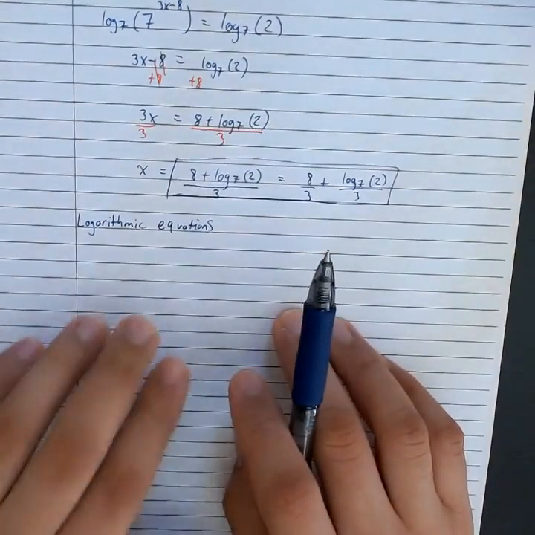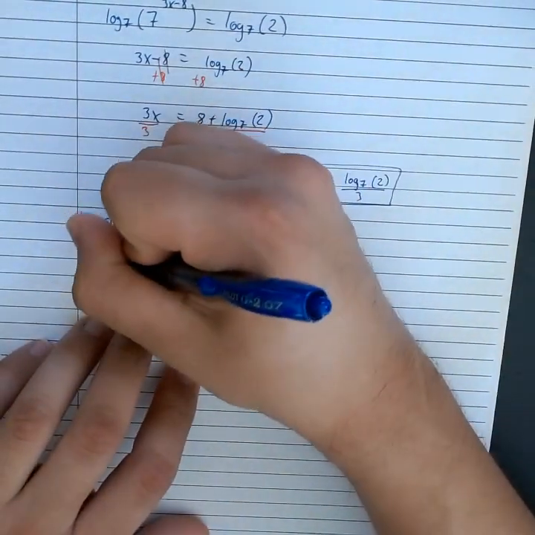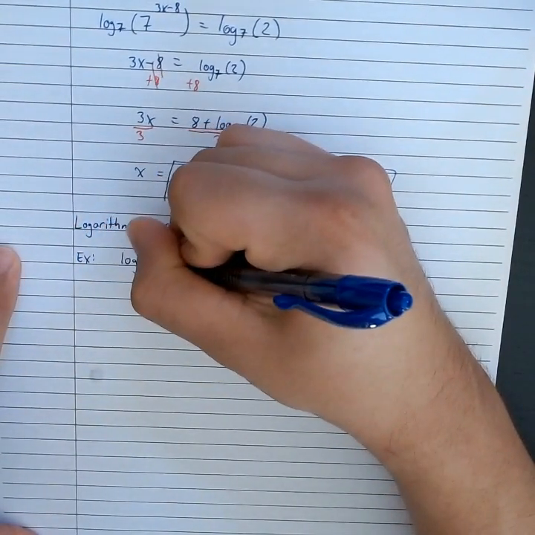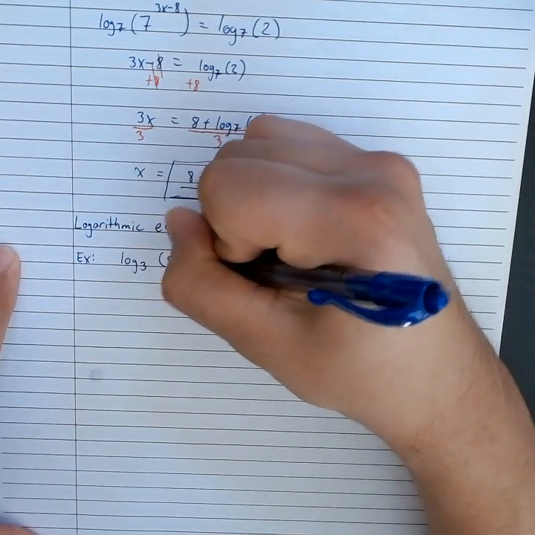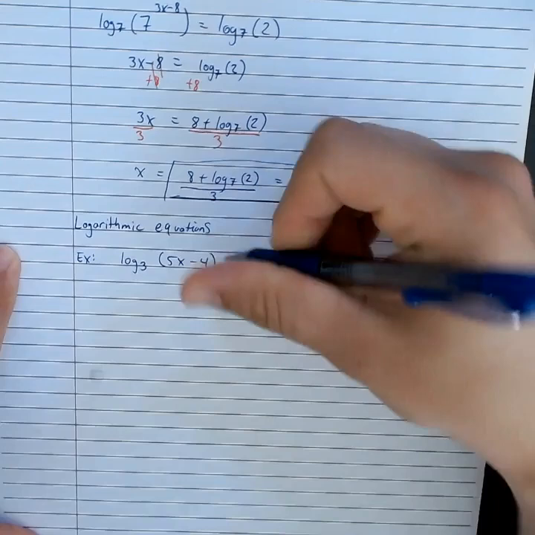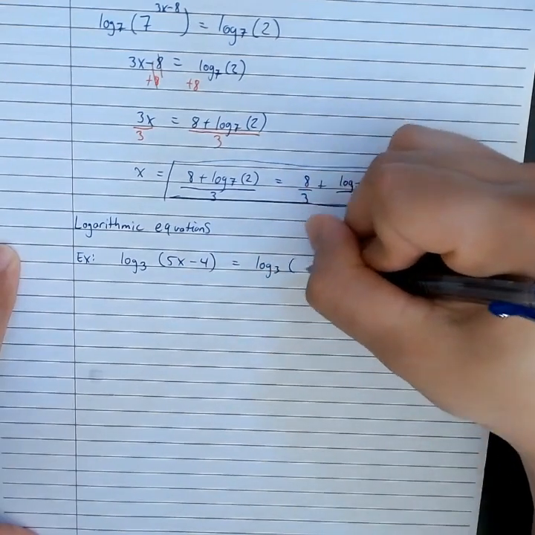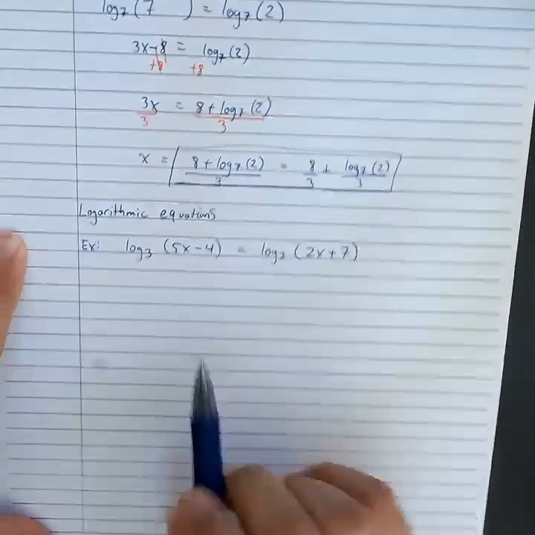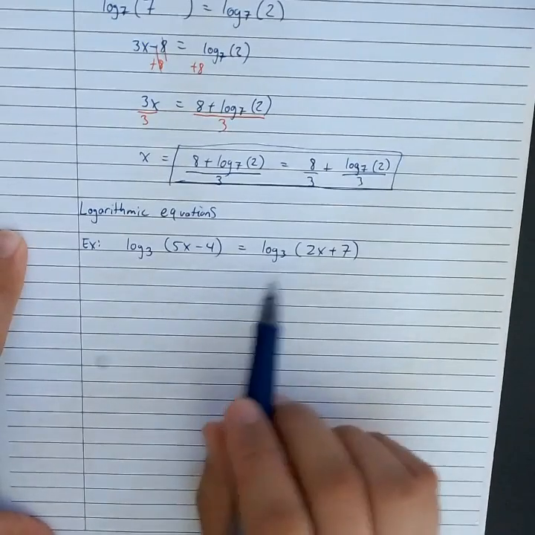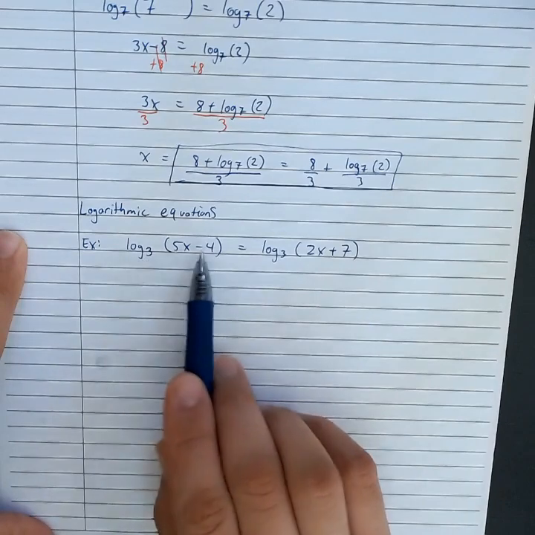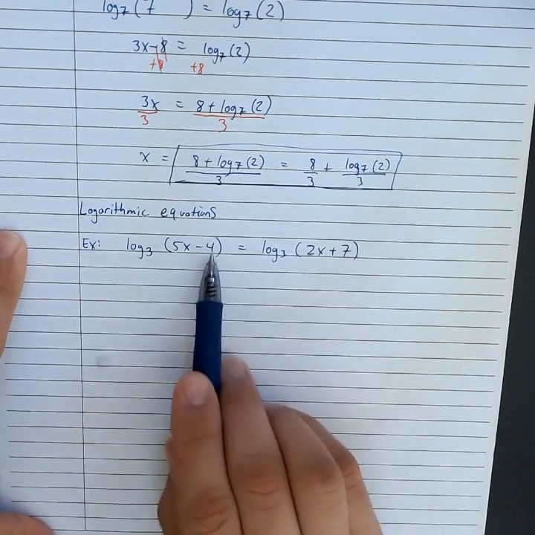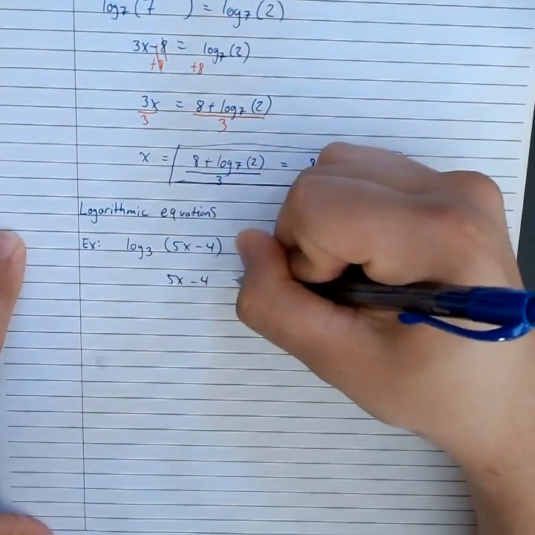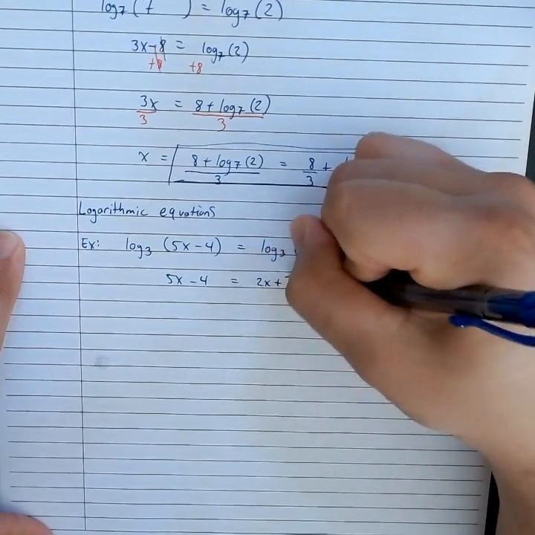If you have logarithmic equations with the same base, let's pick an arbitrary base, say log base 3. If I have log base 3 of 5x minus 4 is equal to log base 3 of, let's say, 2x plus 7, well then the one-to-one property still applies. So if I have log base 3 of this equals log base 3 of that, then this must equal that. So that's going to give me 5x minus 4 equals 2x plus 7, just like that.